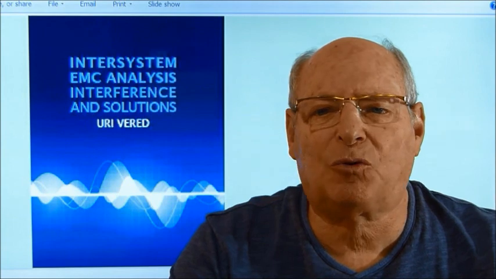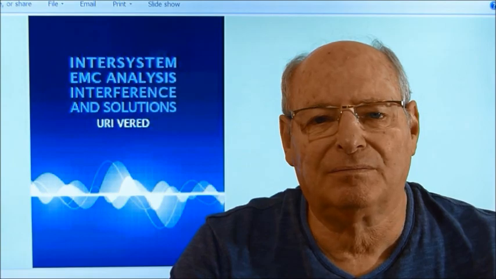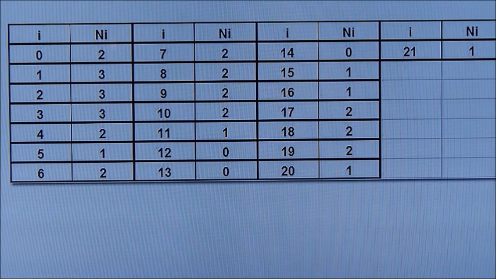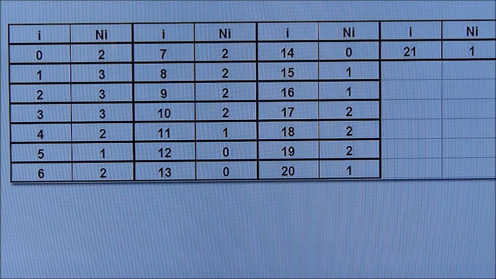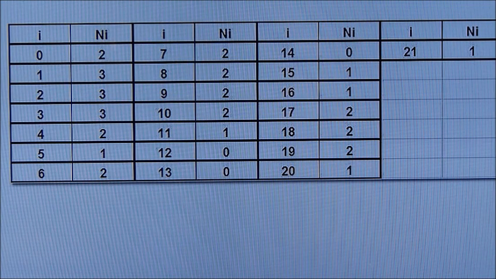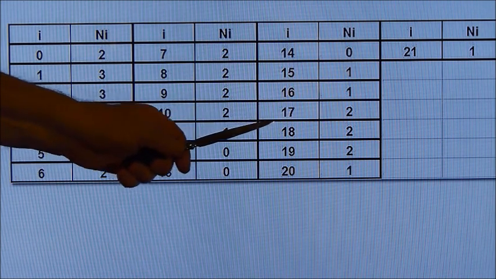In the next step, we count, for each frequency difference I, in how many squares I appears in the matrix. We name this number Ni. This table is the counting result, Ni as a function of I. For example, for I equals 0, there are 2 cases. For I equals 1 MHz, there are 3 cases. For I equals 17, there are 2 cases.